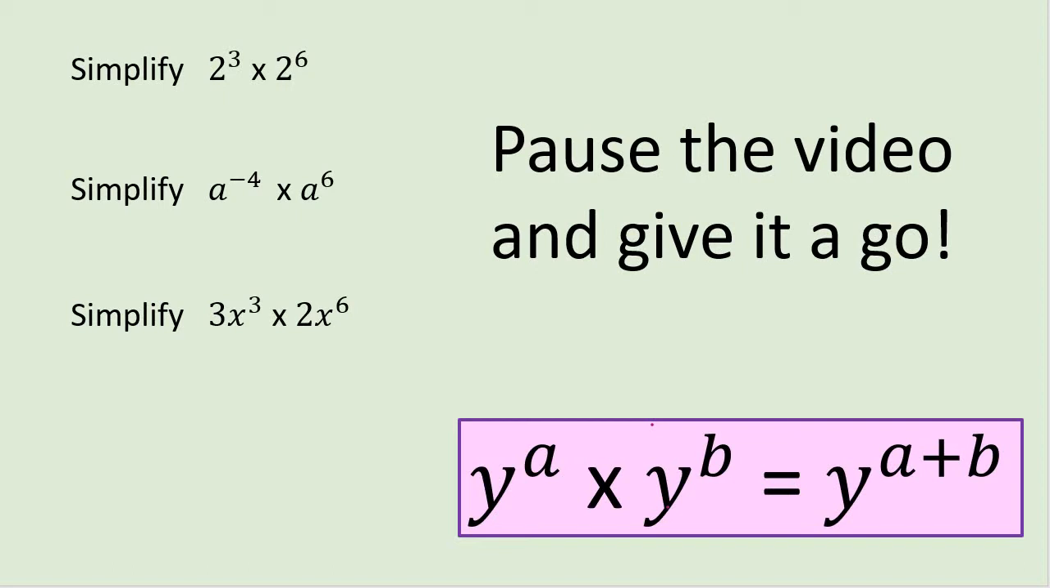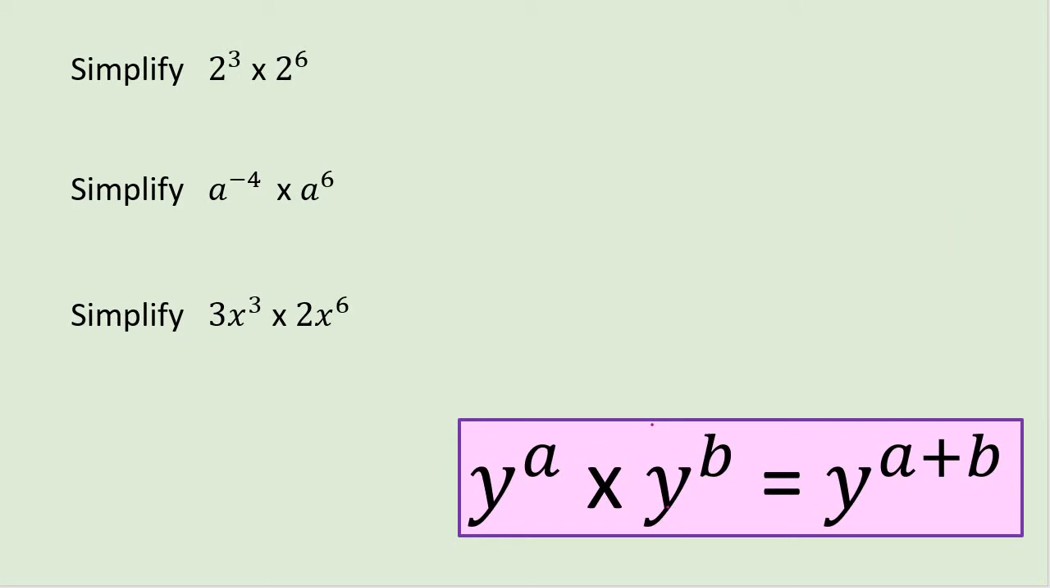Okay, hopefully you've had a little go at that. So I'm just going to go through the answers. So we're applying this rule. So the first one, we've got 2 to 3 times by 2 to the 6. So we've got 2 to the 9.